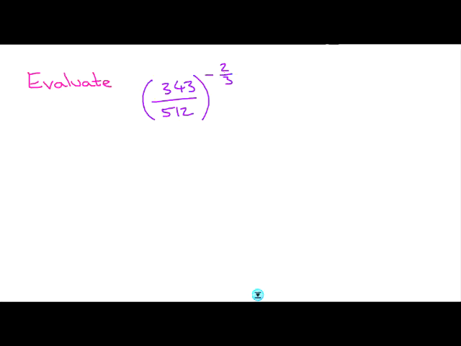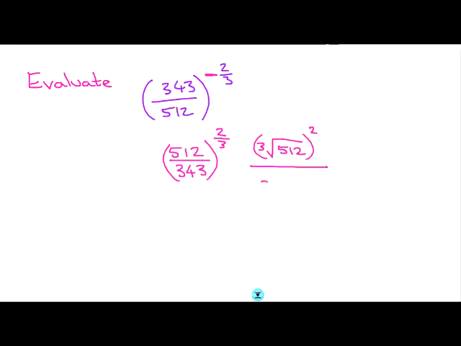Because there is a minus here, that should remind you that you need to reciprocate. I find that with fractions it's easier to reciprocate because you just flip them. Some people like to reciprocate last, but I prefer to get it out of the way at the start, which leaves me with a positive power. This means it's the cube root of 512, squared, and also the cube root of 343, squared. You do have a couple of options here.